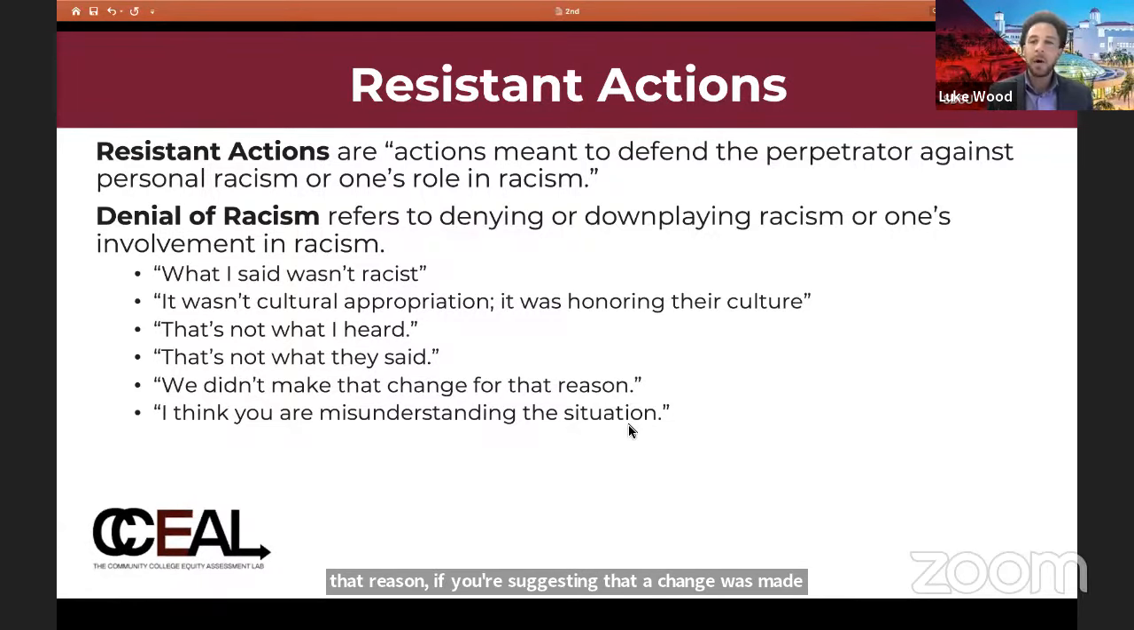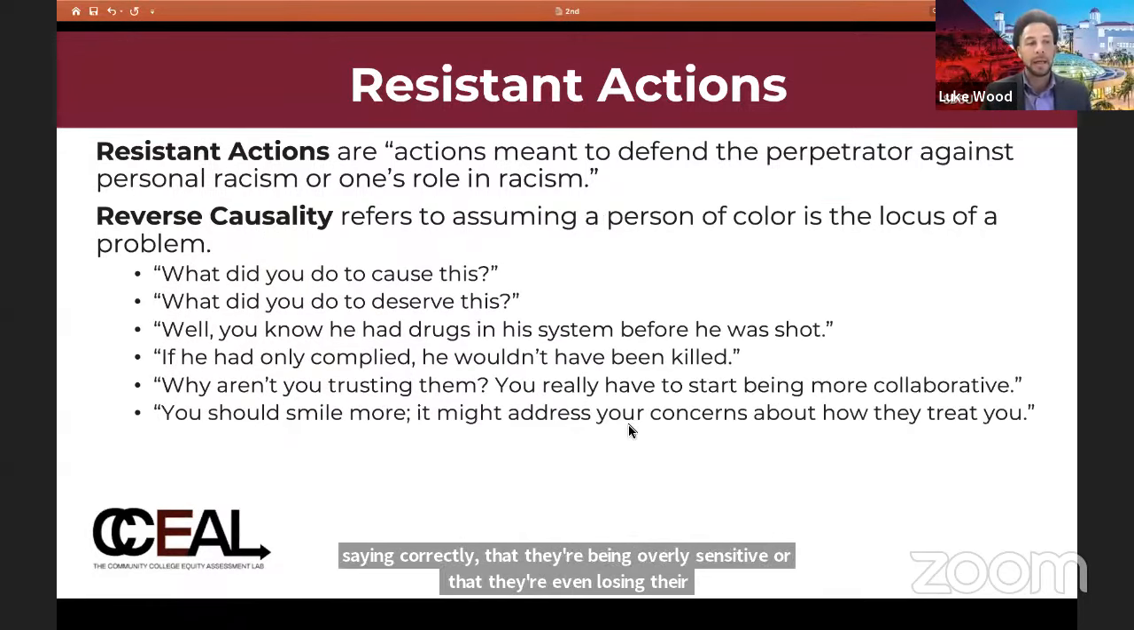And ultimately, these messages matter because they can make someone on the other end start to second guess themselves, that the things that they are hearing are wrong, that they're not interpreting what someone is saying correctly, that they're being overly sensitive, or that they're even losing their own grip on reality.